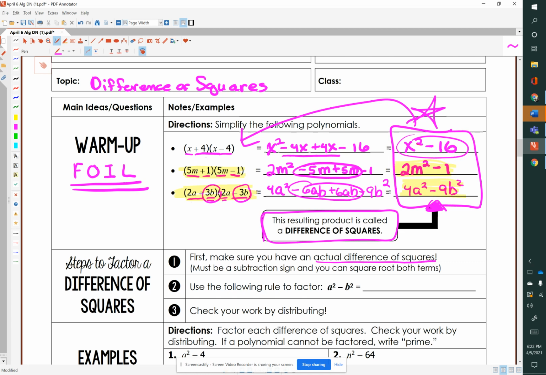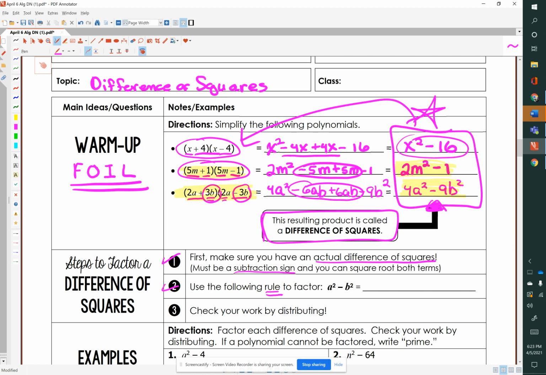So look how these are written: x plus 4, x minus 4. 5m plus 1, 5m minus 1. Okay, so you have actually a difference of squares. If you don't have that subtraction sign, you won't be able to square root both terms in order to get this result. So you make sure you have a difference of squares. That's the first rule. The second step is to use the following rule.